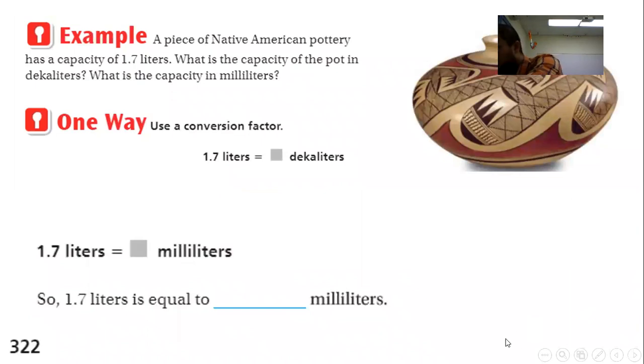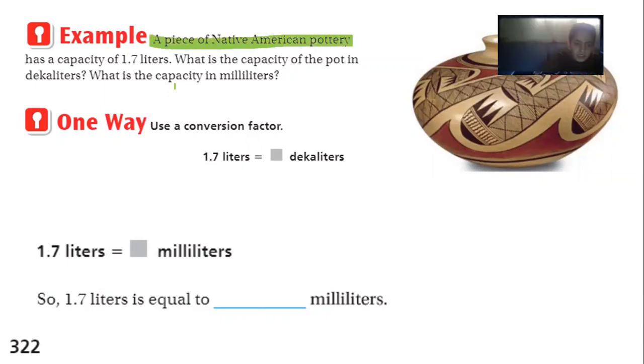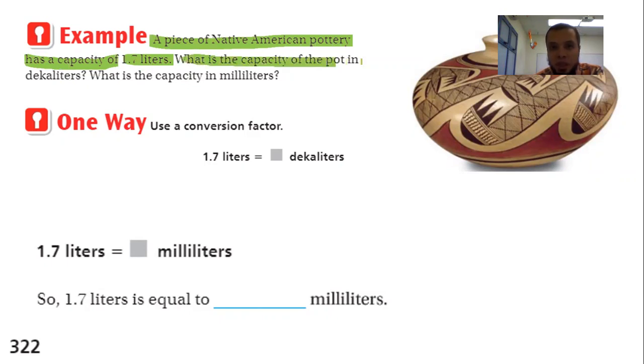Example, page 322, guys, quickly, please, because we don't have much more time. I want you to read with me fast. A piece of Native American pottery has a capacity of 1 7/10 liters. What is the capacity of the pot in deciliters? What is the capacity in milliliters?